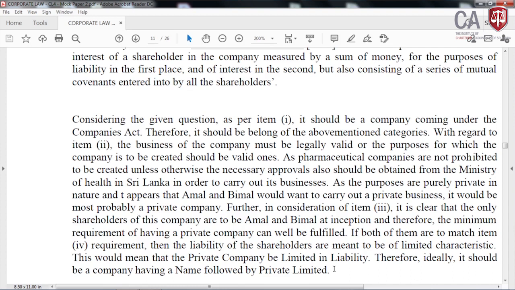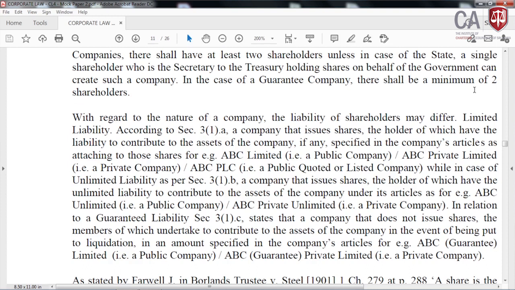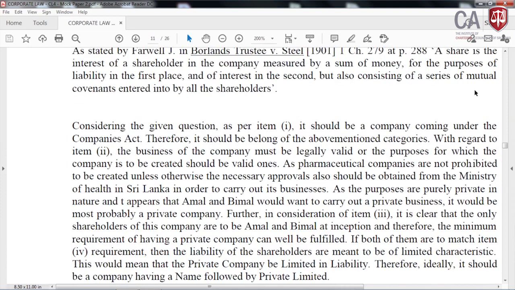Considering the given question, now we come to the conclusion. Considering the given question, as per item 1, Amal and Bimal want to know that the company should be incorporated under the Companies Act. So, in providing clarification for that, it should be a company coming under the Companies Act.